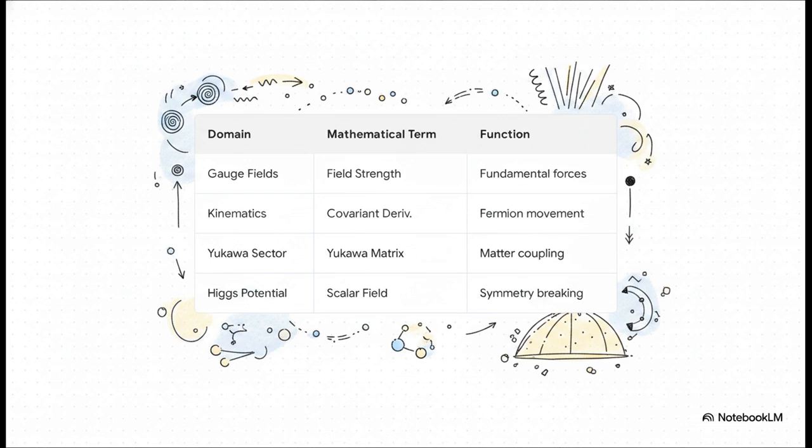First, you've got the gauge fields, which basically tell us how the fundamental forces operate. Then, matter kinematics describes how fermions, the matter particles that make up you and me, actually move and interact with those forces. After that is the Yukawa sector, a fascinating piece of math explaining how matter particles couple to the Higgs field to get their mass. And finally, the Higgs potential, describing how the Higgs field interacts with itself. Basically, every subatomic event in the known universe is just a combination of these 4 terms.